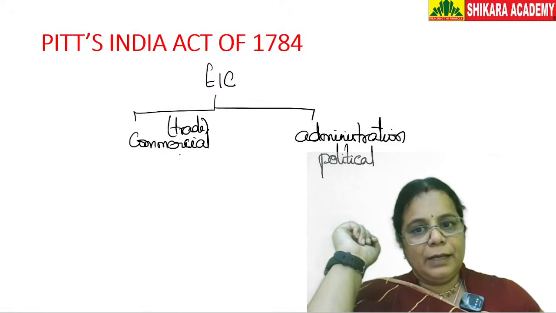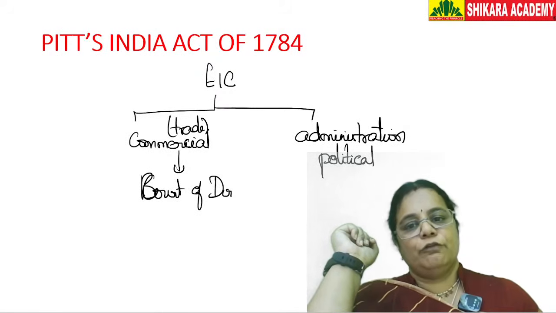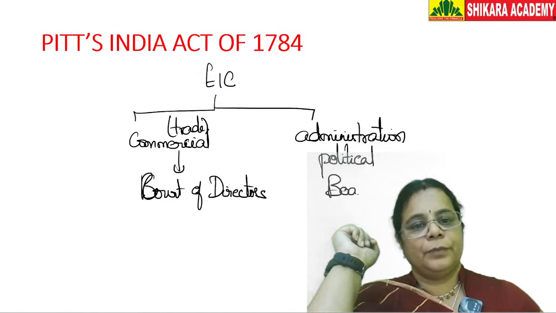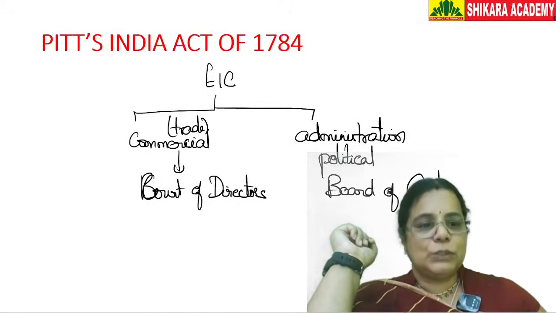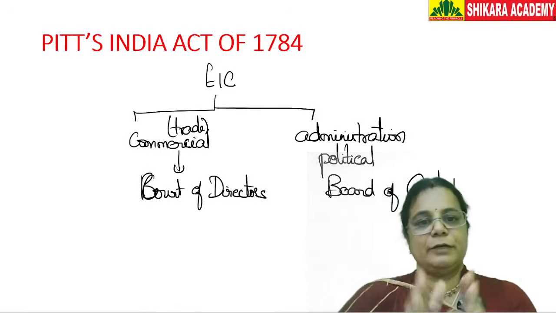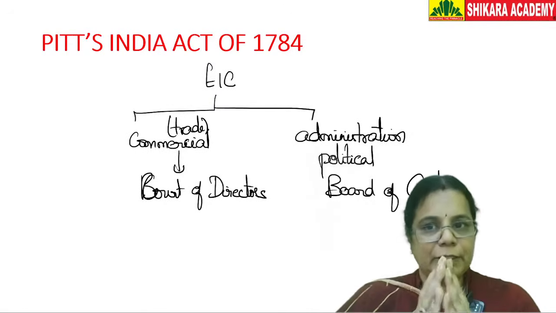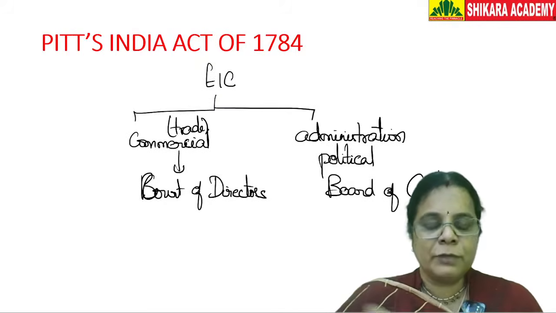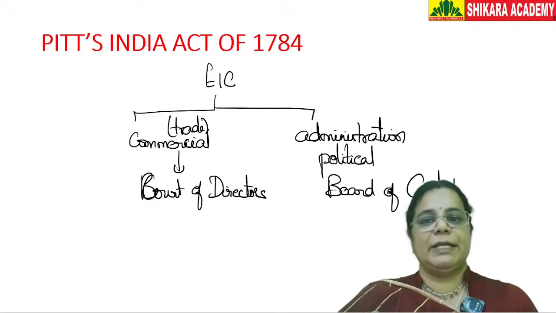They said there will be a court of directors for commercial functions, and there will be a board of control for political functions. So, from a polity perspective, the relevance of this law is, for the first time, it provided for a division of work. The first form of division of work happened with the Pitt's India Act, though not in terms of legislature and executive, but the idea of dividing work happened in Pitt's India Act 1784.